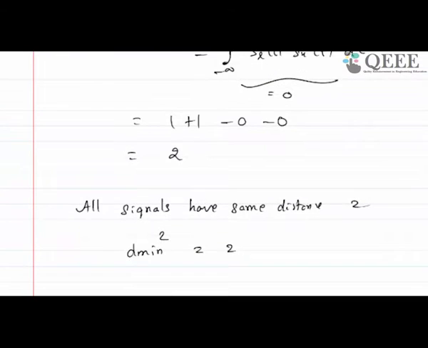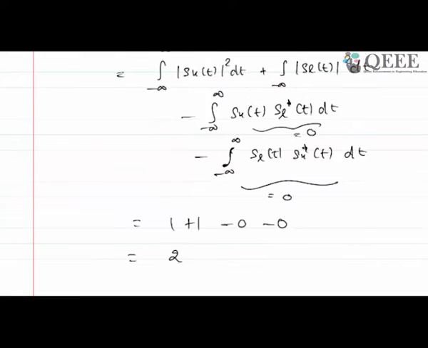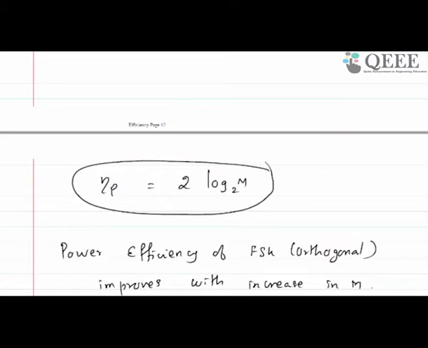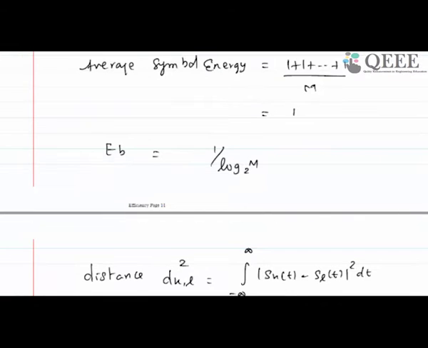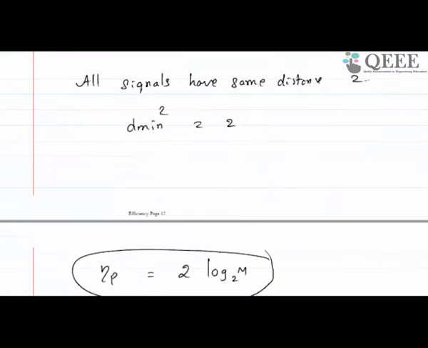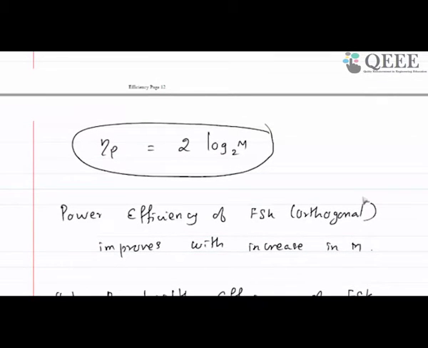So this is d min square, because dk is basically the square root of the distance. I have to take the square root, but I haven't taken the square root, so this is distance square, right? So the distance square is 2. So d min square is 2, and if I look at the power efficiency, it is d min square by Eb, but Eb is 1 by log m. So when I divide 2 by 1 by log m, it becomes 2 log m. So power efficiency actually improves with m.